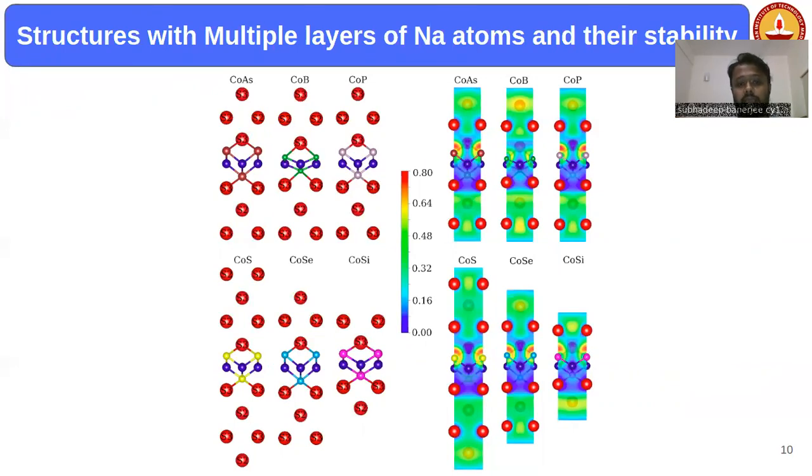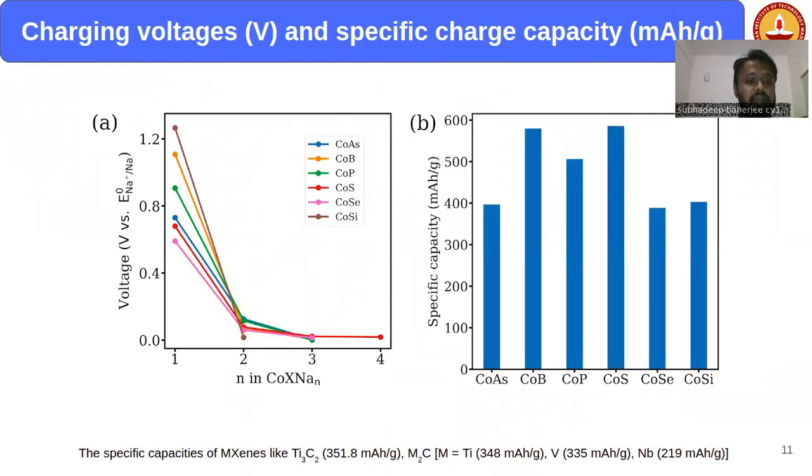So during this multi-layer sodium atom loading, we plotted the metal atom insertion voltage as a function of the sodium atom concentration, and we observed that for the maximum concentration, the voltage reduces to close to 0. This depicts that the reduction potential of the material is close to the reduction potential value of the Na plus Na pair, which is a good indicator for a good anode material.